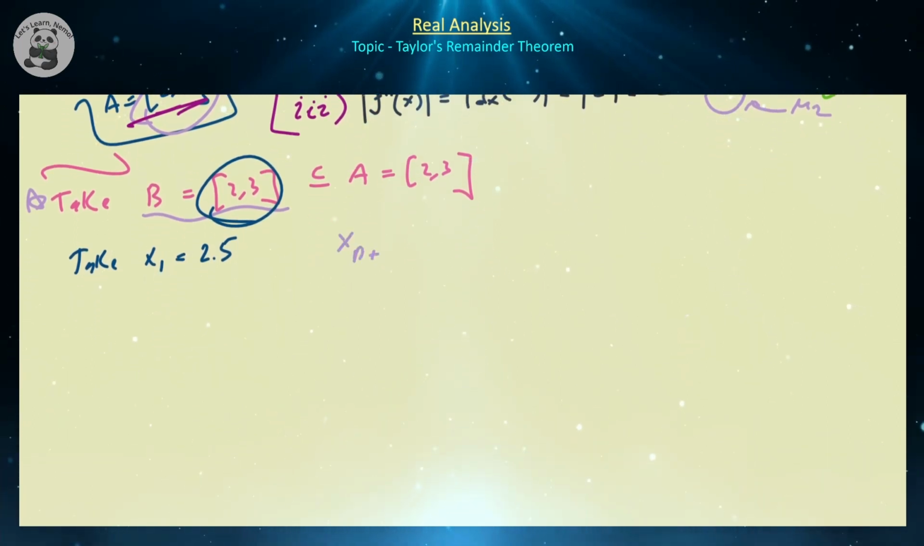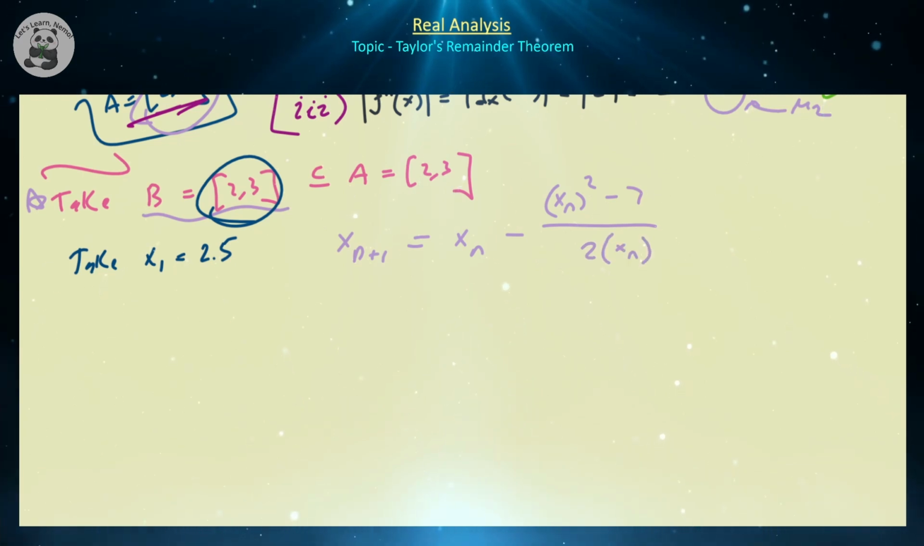So our iteration step is going to be x_{n+1} equals x_n minus f(x_n) over f'(x_n), so that's x_n squared minus 7, all over 2 times x_n, where the denominator is the derivative of our function at x_n. And then we're going to iterate, iterate, and iterate until we get whatever level of accuracy that we desire.